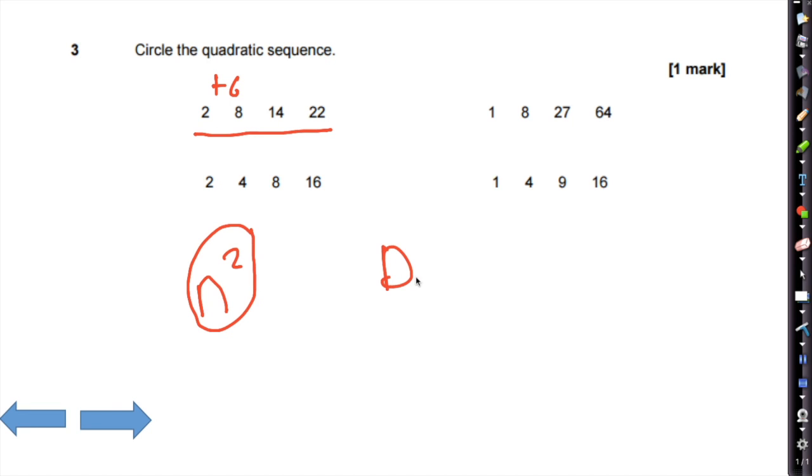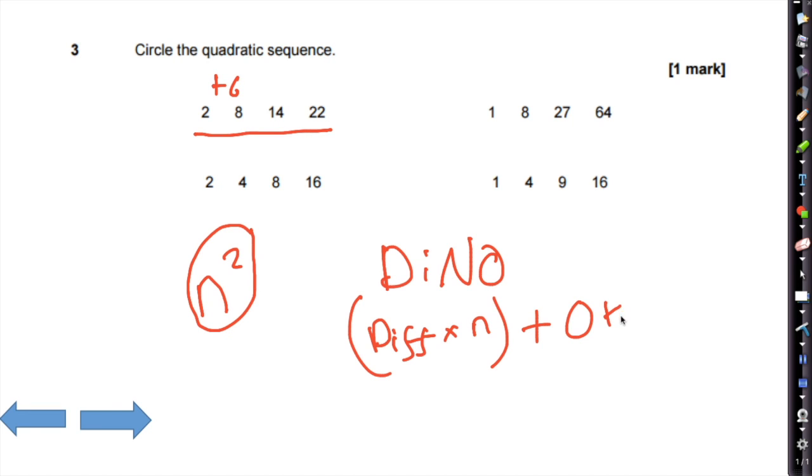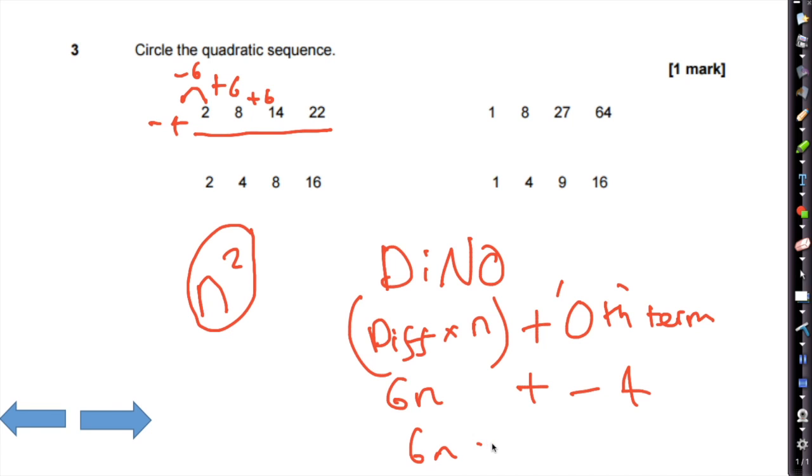So remembering, the difference multiplied by n, plus the 0th term. My difference here is going to be plus 6 each time, so the difference is 6n, plus the 0th term. Well, if I went back one in the sequence, then I'd be taking away 6, so it would be minus 4. So the nth term of the sequence is 6n minus 4. Okay, so that is a linear sequence.